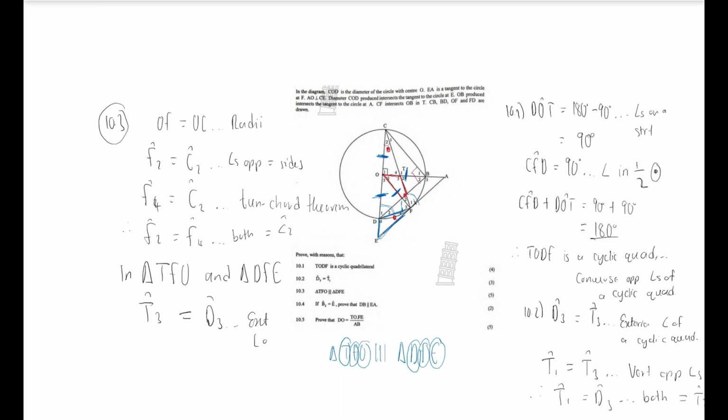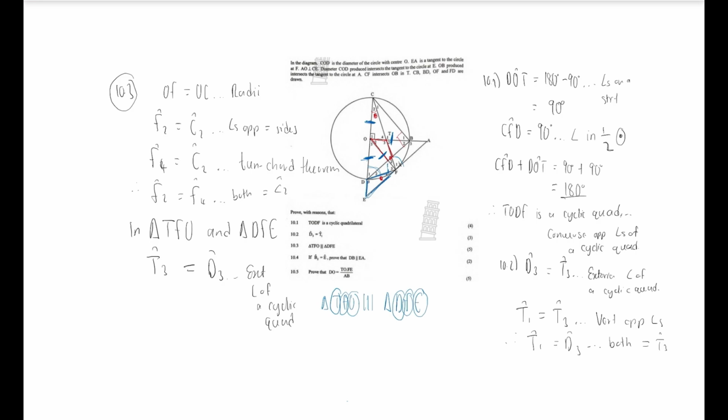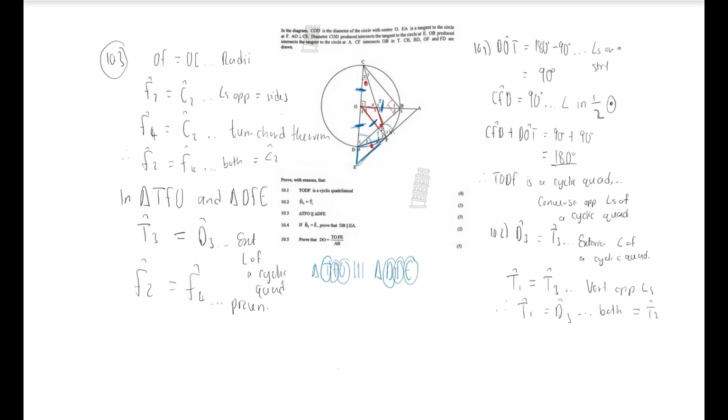Exterior angle of a cyclic chord, like we have written in that previous question over there. And then I continue, and now I write the ones which I just proved. I proved that F2 equals F4. So F2 comes from triangle TFO, and F4 comes from triangle DFE. So I'm going to say my F2 is equal to my angle F4, and I'm just going to write proven above, okay?